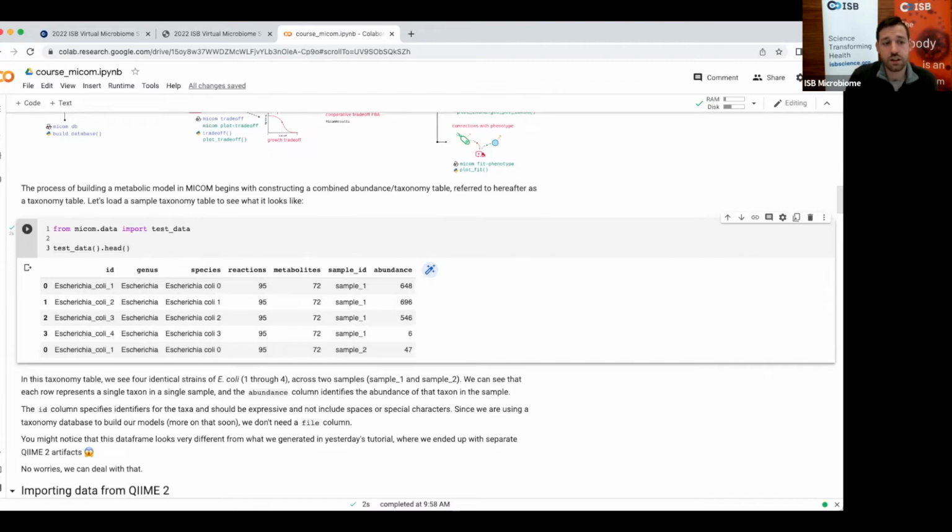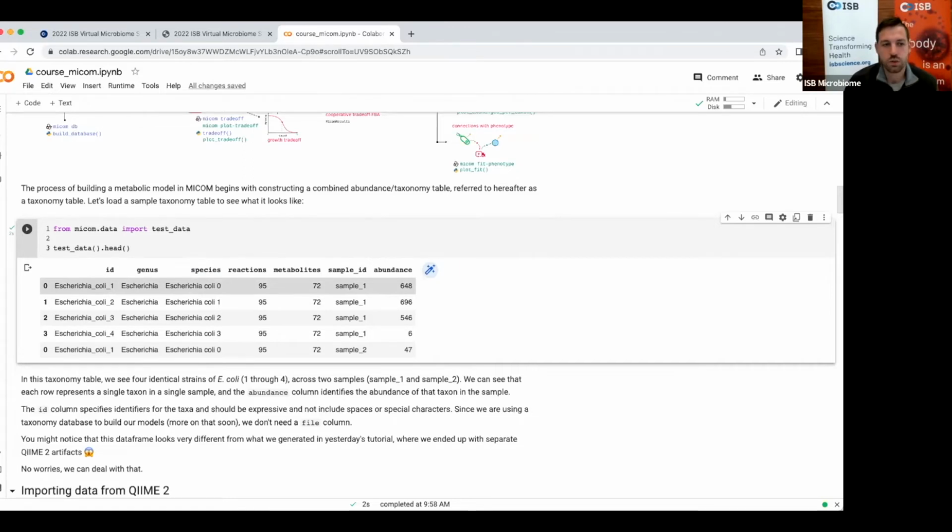First, we need this ID column, which basically specifies the unique identifier for each taxa in our community models that we're building. We then also need a column specifying the lowest taxonomic rank to which we're building our community models. In this case, we see that we have the species rank, indicating that we're building models at the species level. Mycom will use the name of the species here in order to map to that model database that contains all of the individual reconstructions of taxa that are being used to build the metagenome scale metabolic models.